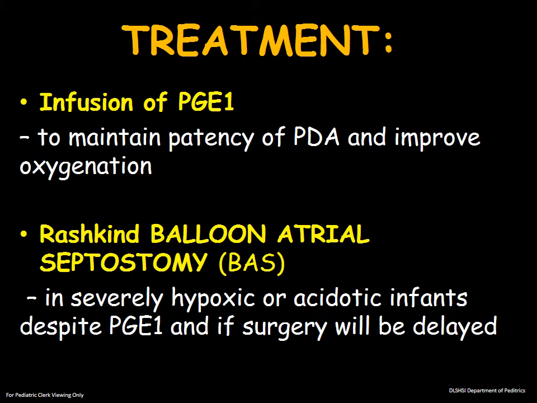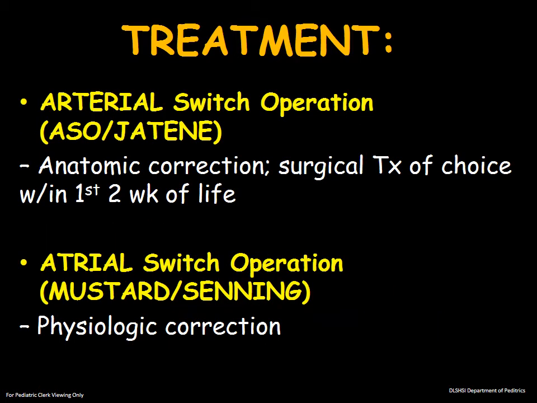Treatment is usually by infusion of prostaglandin to maintain the patency of your PDA and improve oxygenation. You can also do Rashkind balloon atrial septostomy, or BAS, in severely hypoxic or acidotic infants despite prostaglandin if surgery will be delayed. Your definitive management will be the arterial switch operation, or ASO, or Jatene. It is an anatomic correction, which is the surgery of choice, done within the first 2 weeks of life. Other corrections are physiologic corrections, the atrial switch: the Mustard or the Senning operation.